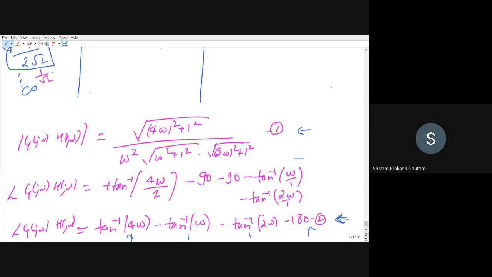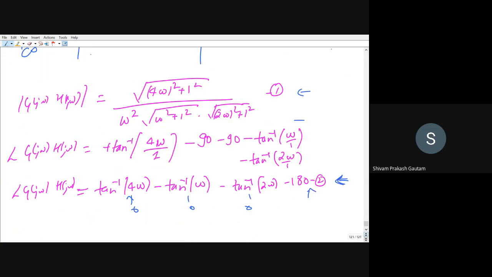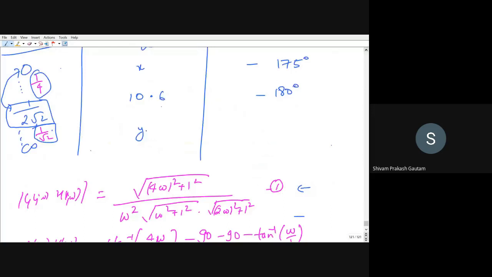Next is to put omega is equal to 1 upon under root of 2, and calculate the magnitude. You can calculate the magnitude later on. I will put y, and when you put omega is equal to 1 upon under root 2 in equation number 2, you will get phase. I am having phase as minus 200 degree. If you substitute omega is equal to 1 upon under root of 2, we will get minus 200 degree. It is getting confusing, so let me just.